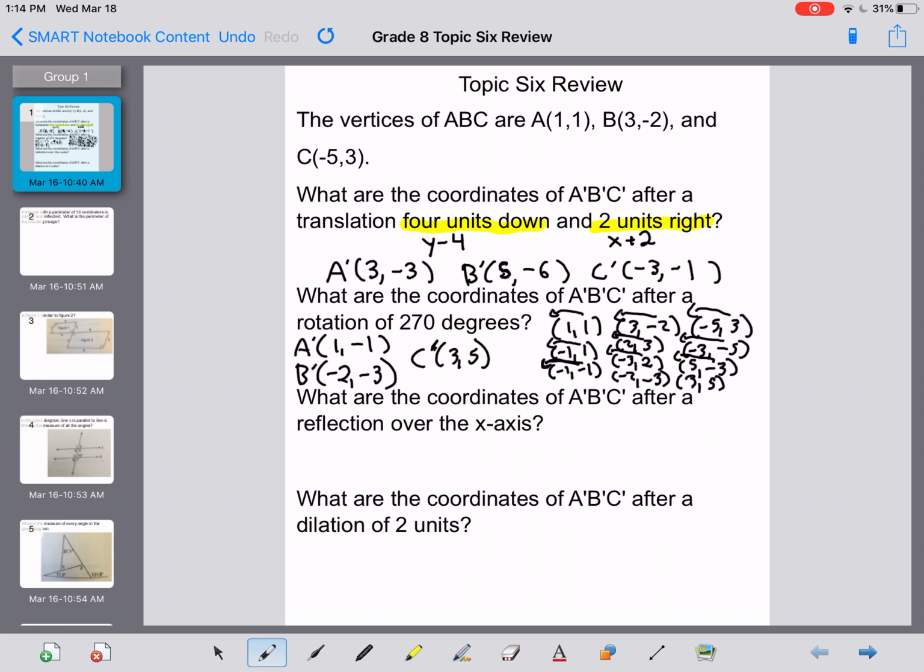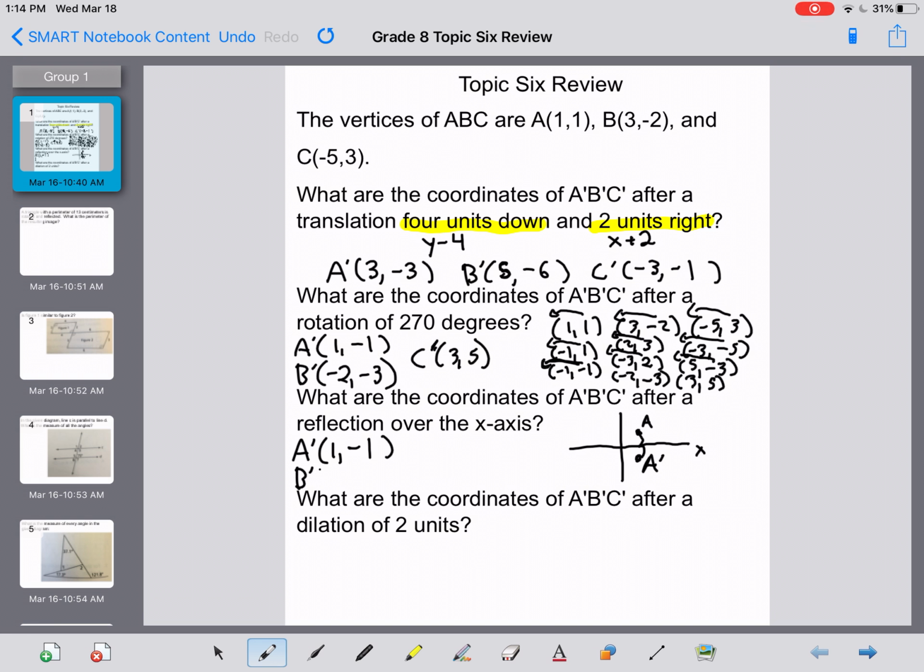What are the coordinates of A prime, B prime, C prime after a reflection over the x-axis? Just so I make sure I have my answer, I'm just going to draw a little graph and plot my point A, which is here at 1, 1. If I want to reflect it over the x-axis, I'd have to move it one space down to get to my x-axis, and then one more space, and I would end up down here. So that point for A prime would be 1. My x value stays the same, but my y value changes. So it'd be 1, -1.